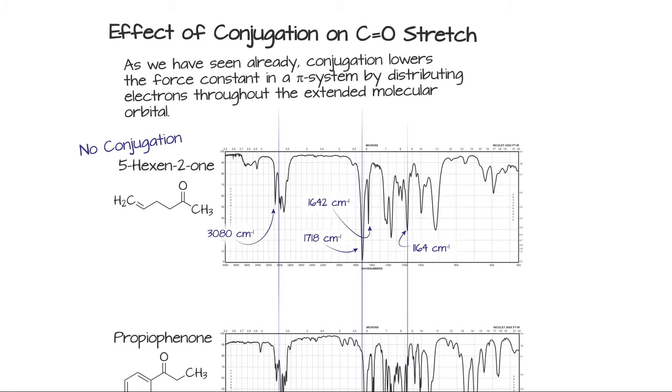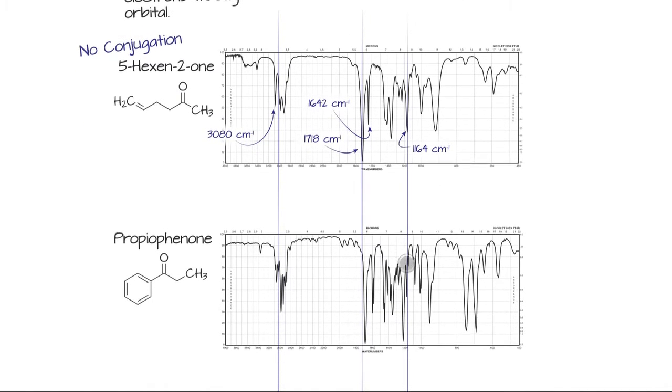I'm going to draw some lines. This line is down the 3000 line. Anything above it is alkene CH stretches. Anything below it is like the alkane CH stretches. And I've put a line right on the carbonyl frequency and a line right on the carbon-carbon asymmetric stretch frequency, just so that we can see how they change as we go to the next spectrum.